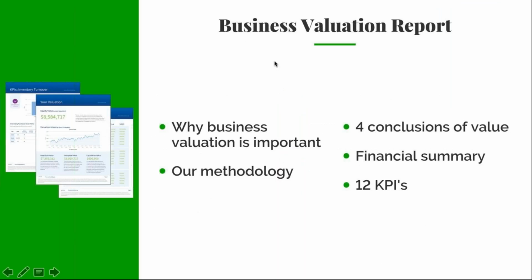And so when you look at the first output, again, which is this business valuation report, and again, think about it from a prospecting standpoint. Put existing clients aside for a second and think about being able to pull your prospects through this 7-step process and deliver this report, right? This 29-page report is going to go through why valuation is important, our methodology, 4 different conclusions of value, so equity, asset, enterprise, and liquidation value of the business, as well as definitions around each one.